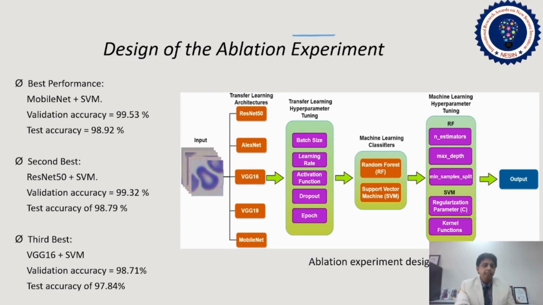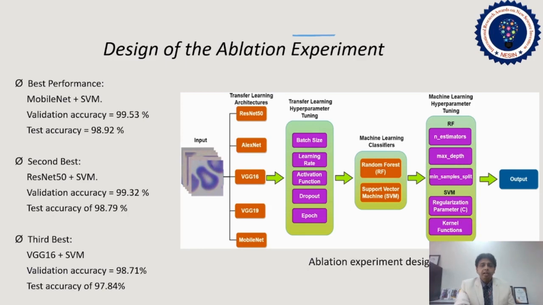Then second best, we found ResNet 50 and SVM. We found validation accuracy of 99.32% and test accuracy of 98.79%. Then third best, we found VGG16 and SVM, that is validation accuracy of 98.71% and test accuracy of 97.84%.